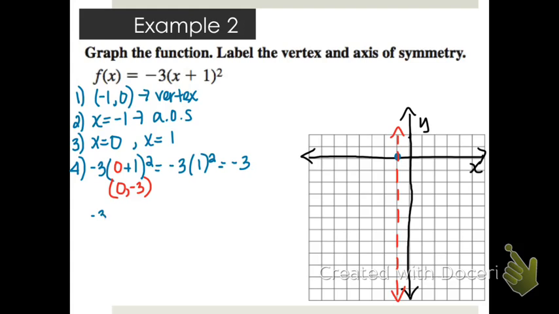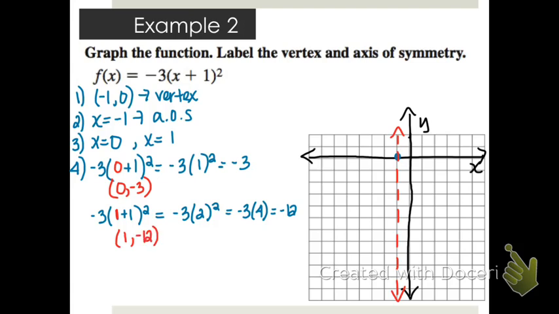I have -3, and I'm substituting 1 in for x, plus 1 squared, and if I evaluate that, it's -3 times 2 inside the parentheses, and that 2 is squared. So I get -3 times 4, which is -12. And so my coordinate point, I'm taking my x value, which is right here, that 1. So my ordered pair is (1, -12).